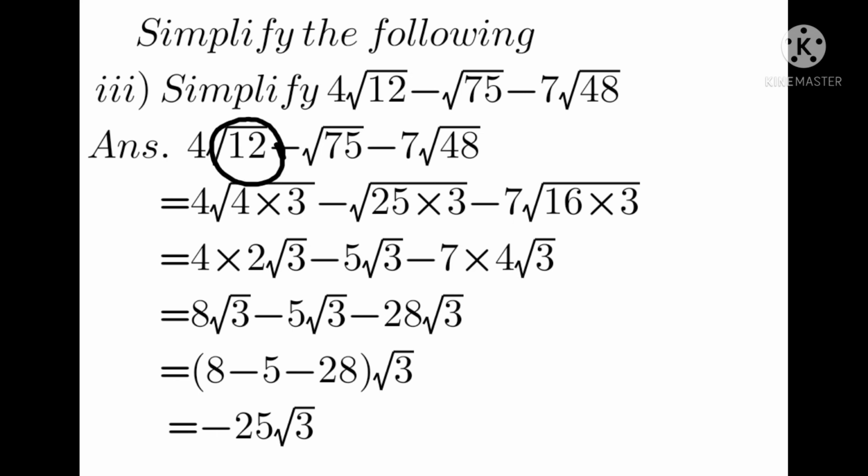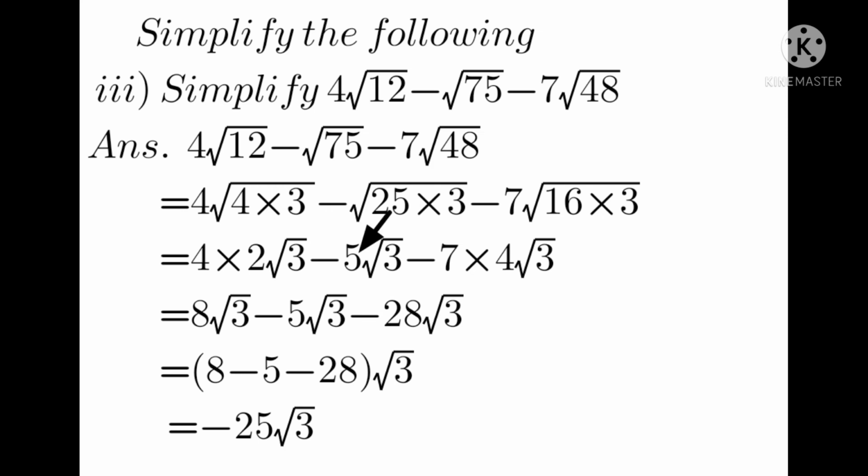12 can be factorized as 4 into 3, where 4 is a perfect square. Similarly, 75 can be factorized as 25 into 3 and 48 can be factorized as 16 into 3, where 25 and 16 are perfect squares. Square root of 4 is 2, therefore write 2 outside the sign. Hence we have 4 into 2 into square root of 3.